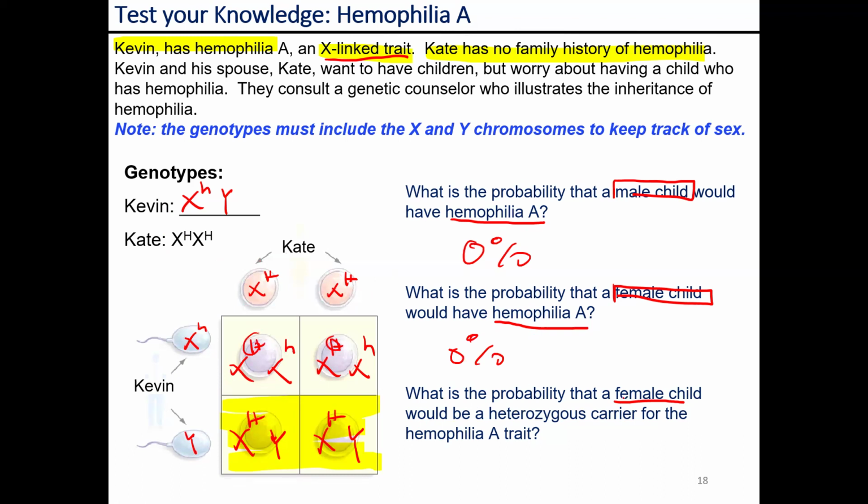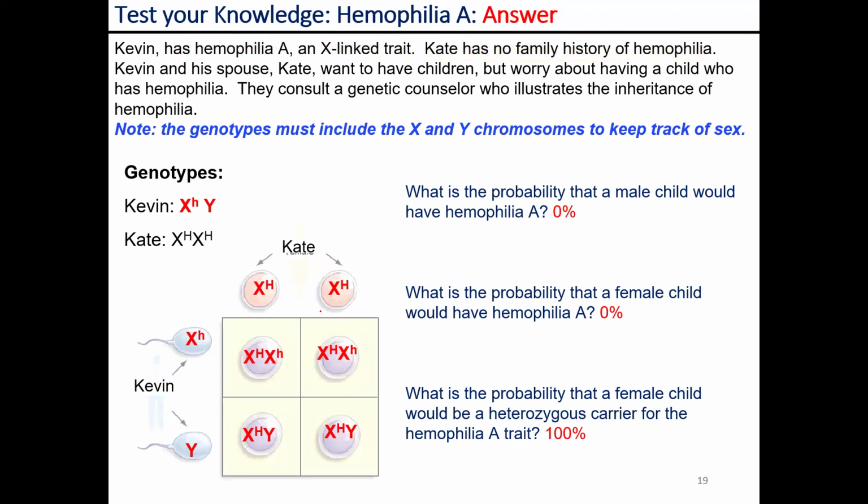What is the probability that a female child would be heterozygous for hemophilia A? Remember, heterozygous is going to be different. In this case, we have a big H, little h, so they're both different. So we have about a 100% chance of them being a carrier. So that's what that should have looked like.